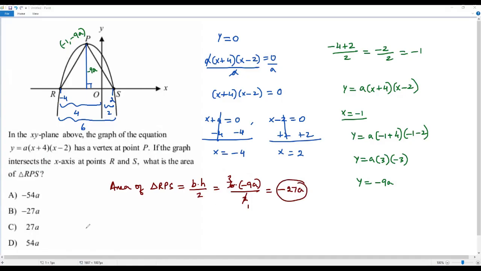We find this negative 27a in answer choice B. The correct answer choice for this question is B.